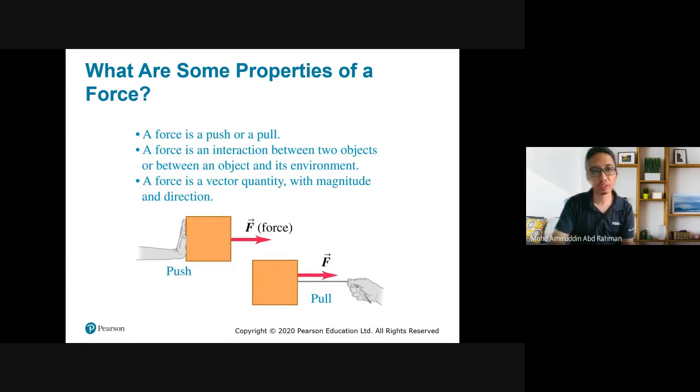Okay, so we look at the properties of force. A force is a push or a pull. So it can be you pushing an object or pulling it. A force is an interaction between two objects or between an object and its environment. A force is a vector quantity with magnitude and direction. Of course it is a vector quantity because you can move in any direction, so we need to consider the direction and also the magnitude of the force.